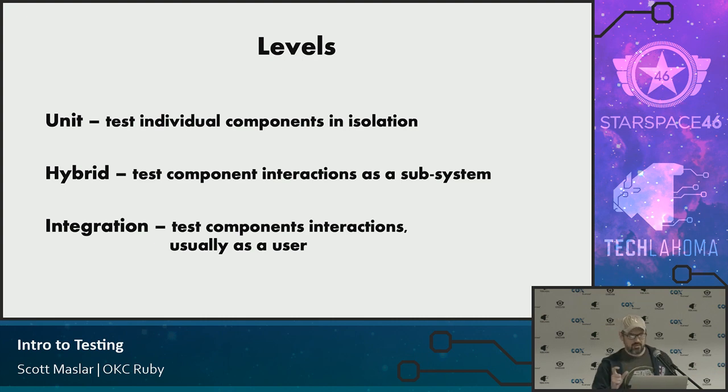With the unit test, we're testing an individual component in isolation. So you can think about model tests, right? It's one thing that we're testing. There's probably not any other dependencies. Hybrids are where we're testing a subsystem, a small number of components that are all working together to accomplish some goal, but it's not our entire app. A good example of that would be a controller spec. Integration specs are the highest level, where there's the most going on, the most dependencies, and the most stuff that you have to set up.